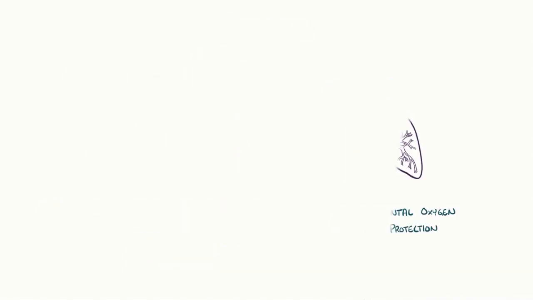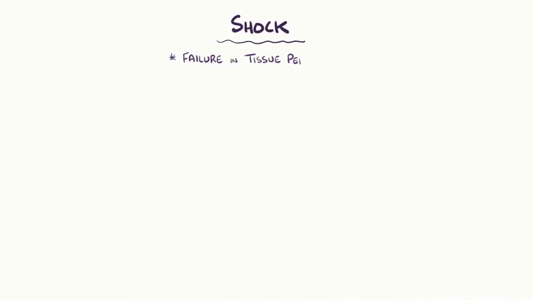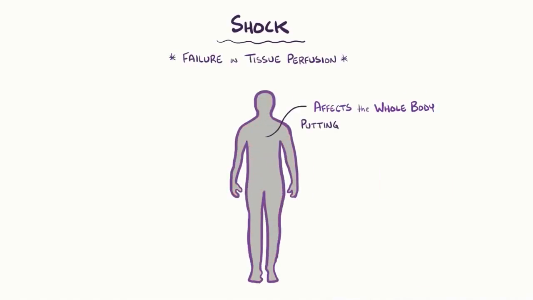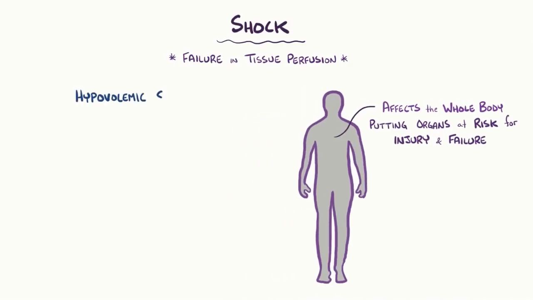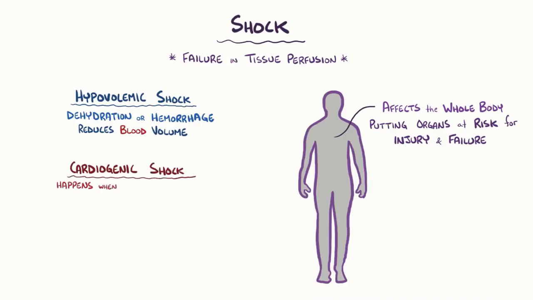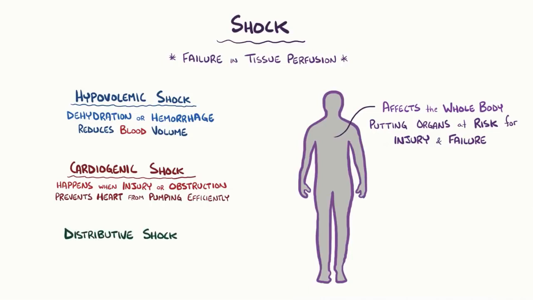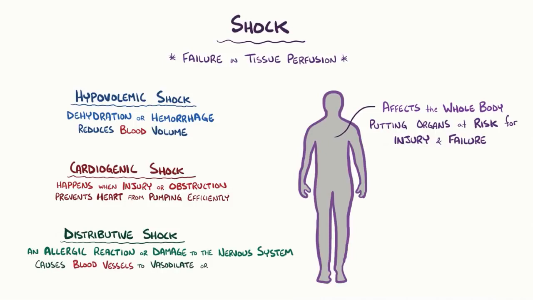Alright, as a quick recap, shock is ultimately a failure in tissue perfusion, and it affects the whole body, putting tissues and organs at risk for injury and ultimately organ failure. Hypovolemic shock happens when dehydration or hemorrhage reduces the volume of blood in the blood vessels. Cardiogenic shock happens when a direct injury like a heart attack or an obstruction like a pericardial effusion prevents the heart from pumping blood efficiently. Distributive shock happens when something like an allergic reaction or damage to the nervous system, called neurogenic shock, causes the blood vessels to vasodilate and become leaky, which reduces the resistance and lowers the blood pressure.